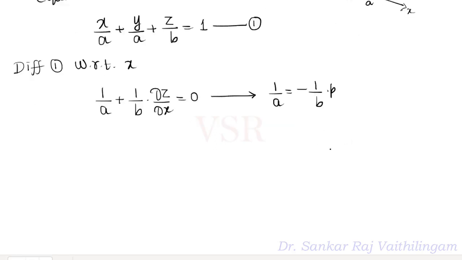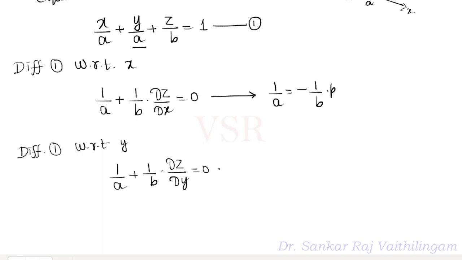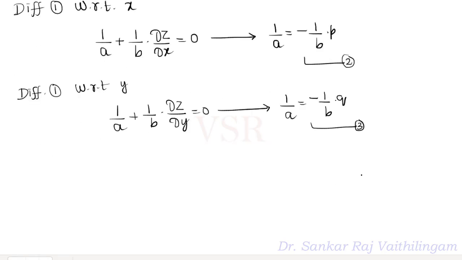Similarly, differentiate 1 with respect to y. We get 1 by a plus 1 by b into dou z by dou y, which is equal to 0. So 1 by a is equal to minus 1 by b into dou z by dou y, which is q. I call this 2 and this 3.